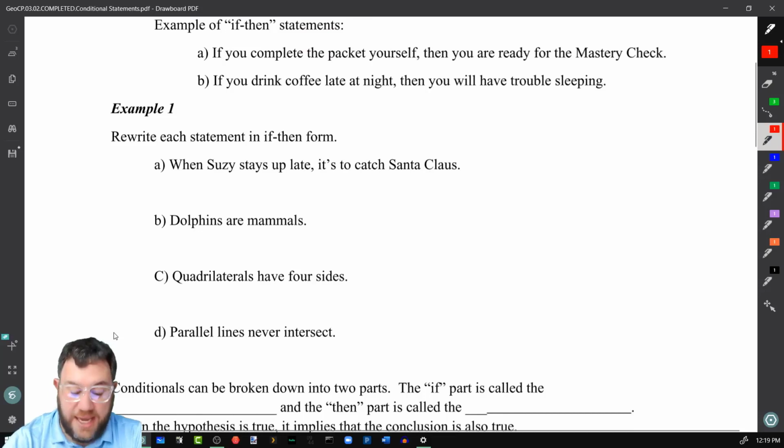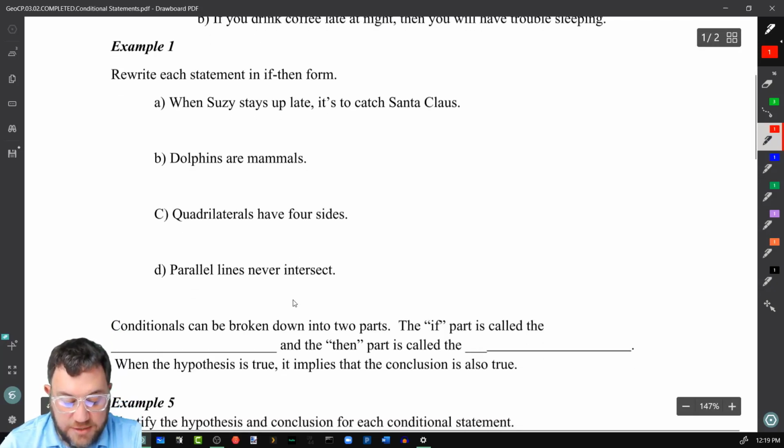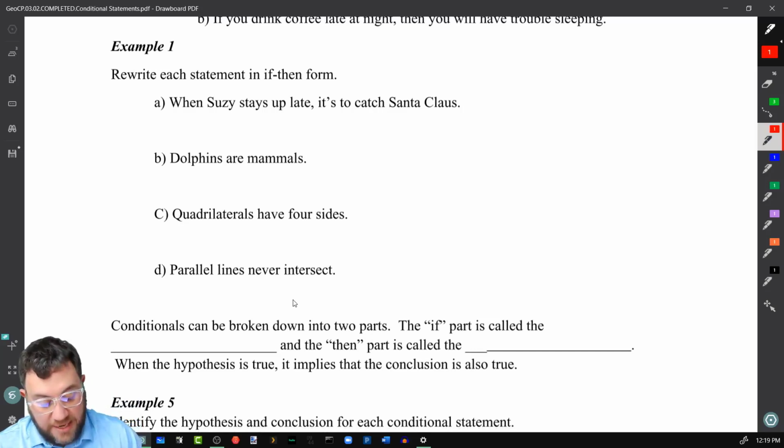If you complete the packet yourself, then you are ready for the mastery check. If you drink coffee late at night, then you will have trouble sleeping. Now, like I said, some of these aren't written as if-then, so we need to have some practice writing if-then statements. None of these four are in if-then form, but they're all conditionals. So let's rewrite them in if-then form.